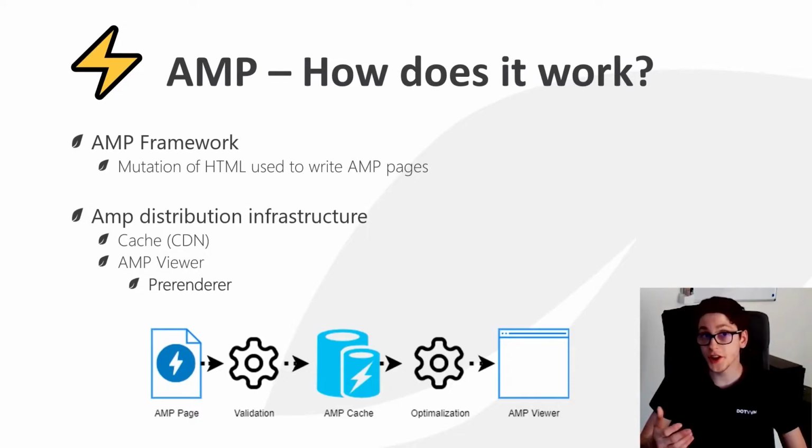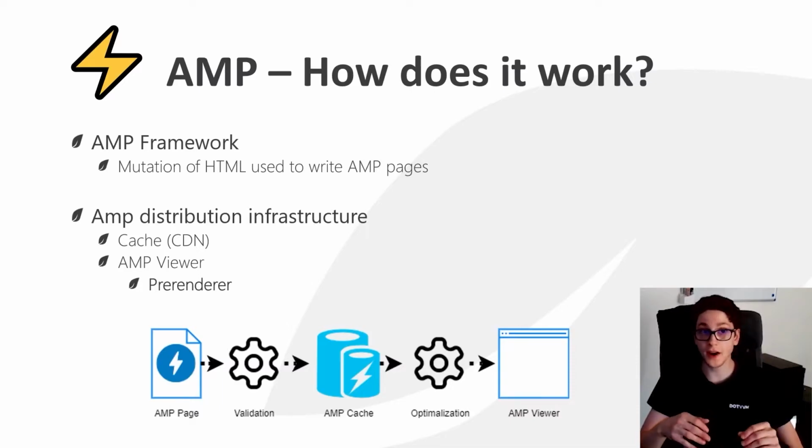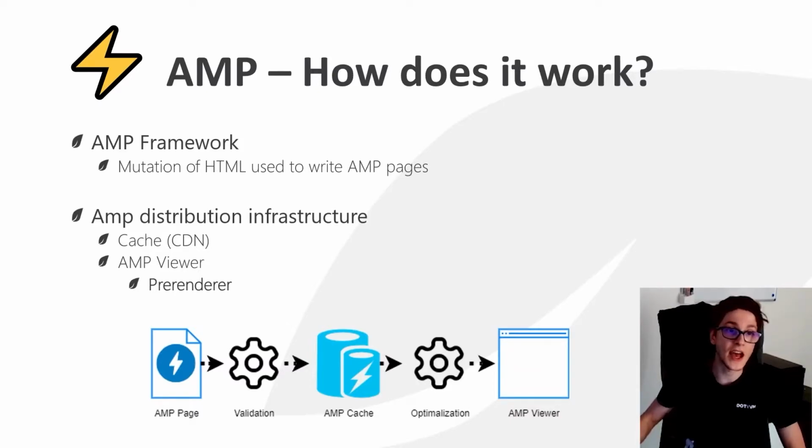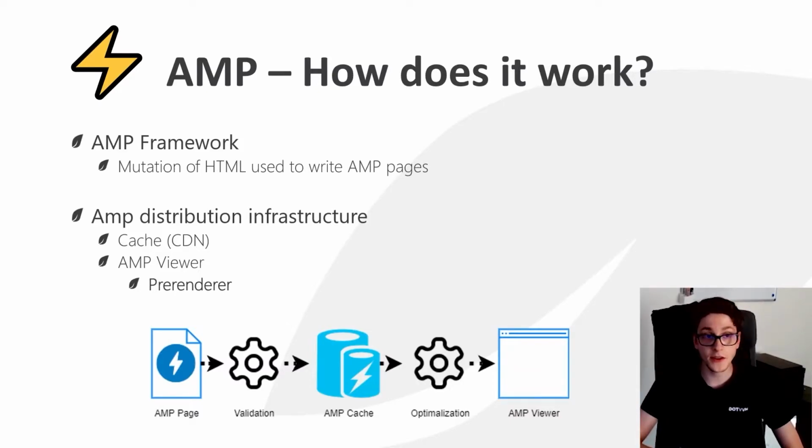But those restrictions alone would not allow AMP to achieve those near instant load times. There are two main parts of AMP which allow it to be so fast. The first part is the AMP framework. The AMP framework is a variant of HTML which adds some new elements and restricts usage of others. So for example, you cannot use script in most scenarios because there is no JavaScript support, and you cannot use img, but there is an alternative amp-img tag for you.